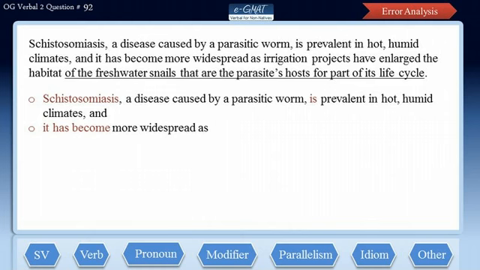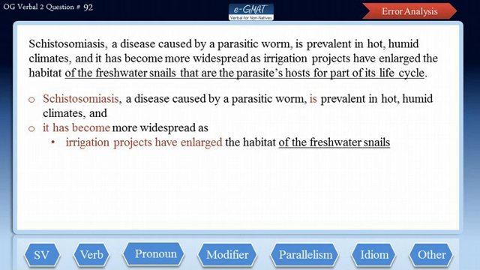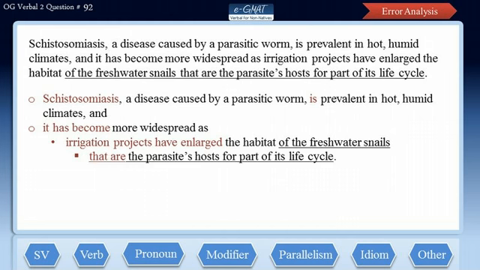After as, we have a subject-verb pair, which means we have another clause here that reads, irrigation projects have enlarged the habitat of the freshwater snails. Here, irrigation projects is the subject and have enlarged is the verb. Presence of that brings us to another clause that reads, that are the parasite's hosts for part of its life cycle. Here, that is the subject and are is the verb.